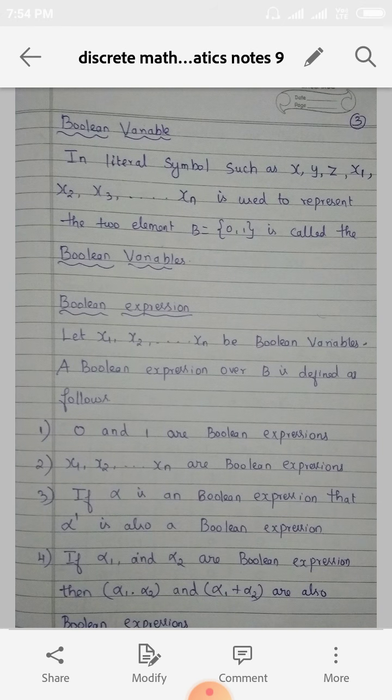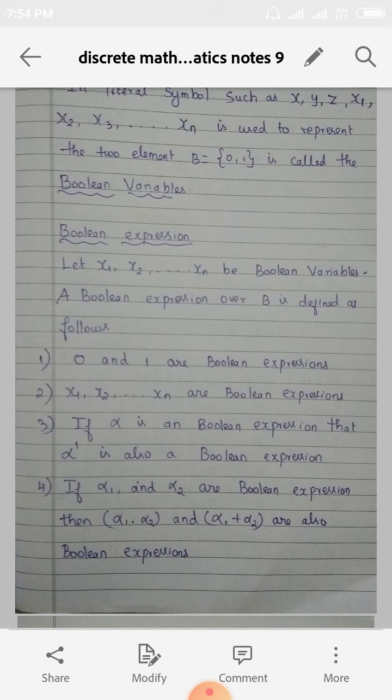And literal symbols: we have to introduce many variables such as x, y, z. So such variables x, y, z, x1, x2, etc., xn, used to represent the two elements B equal to 0, 1, are called Boolean variables. So this is the definition for the Boolean variable.